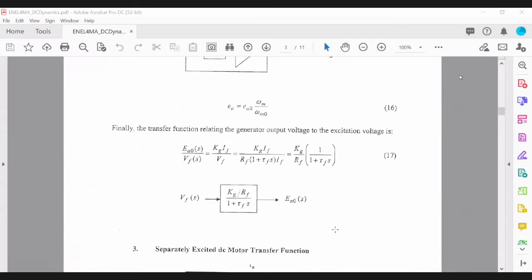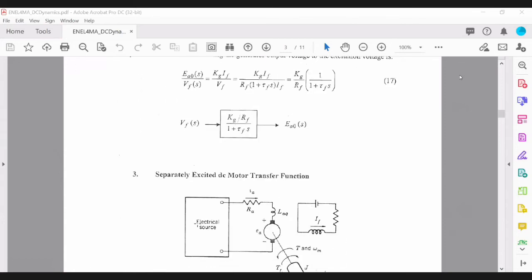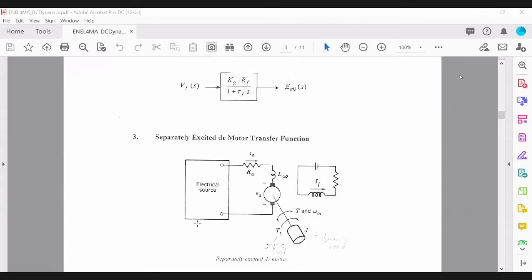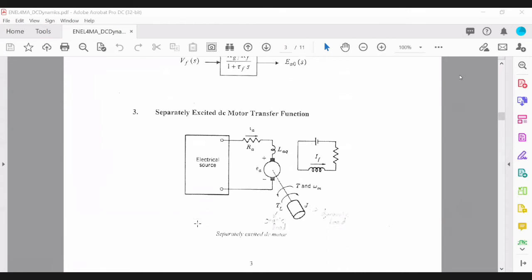So this is the relationship between VFS to EA naught S, right? So you get this transfer function, which is kg over RF in the numerator, and the denominator is 1 plus tau F times S. Okay, so this is the first transfer function that we end up with, the DC generator. Now we look at the second one, which is the separately excited DC motor transfer function.